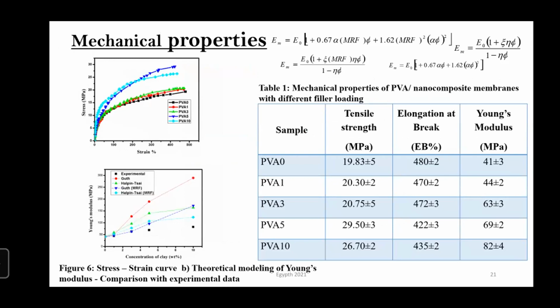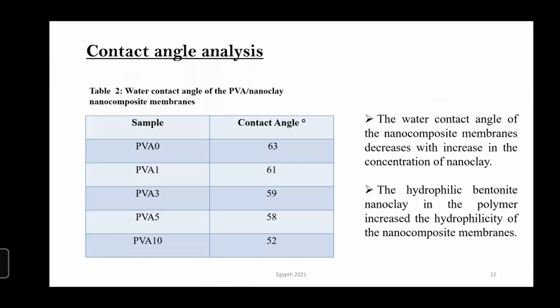The significance of the mechanical property is for the membrane stability, so we can analyze the membrane stability. Another important parameter is contact angle analysis. The water contact angle decreases with the filler loading. We are adding the hydrophilic nanofiller, so the contact angle decreases. So the hydrophilic nature of the cross-linked PVA nanoclay membrane increases.